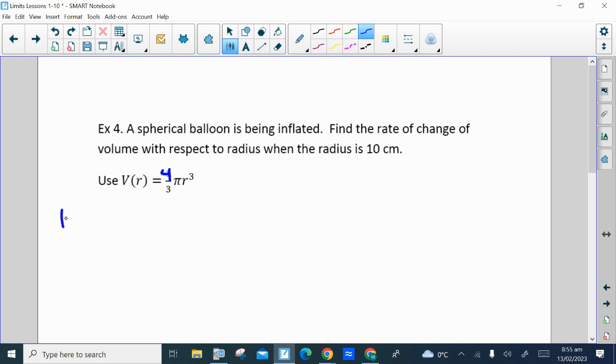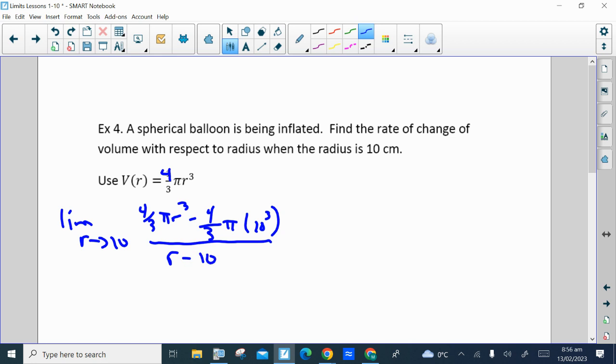So again, this can be done by finding the limit. In this case, as r approaches 10 centimeters of v at r, which would be 4/3 pi r cubed, minus v at 10, so it would be 4/3 times pi times 10 cubed, all over r minus 10. 10 is a non-permissible value, so we need to do something to get rid of that r minus 10 on the bottom. And that something, again, would be factoring.